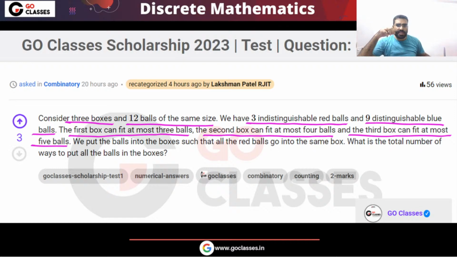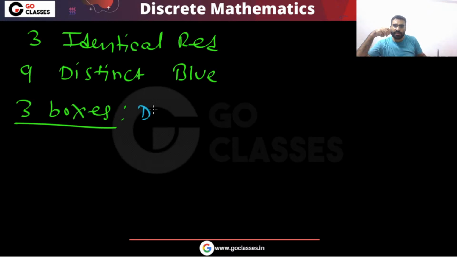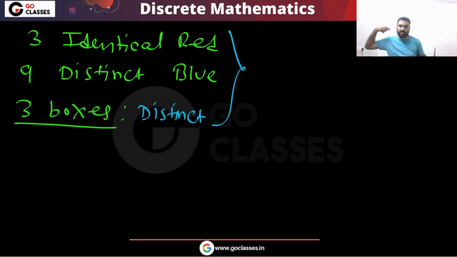Yes. So the boxes are different. Boxes are different because their capacity is different. You can clearly see their capacity is different. You can see that the first box can fit at most 3 balls, the second box can fit at most 4 balls, and the third box can fit at most 5 balls. So the boxes are also distinct. Their capacity is different, so they are distinct boxes.